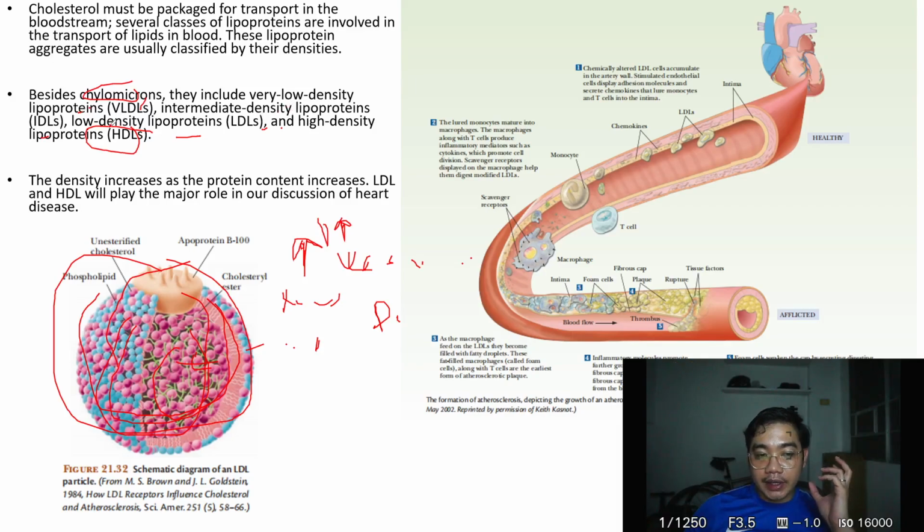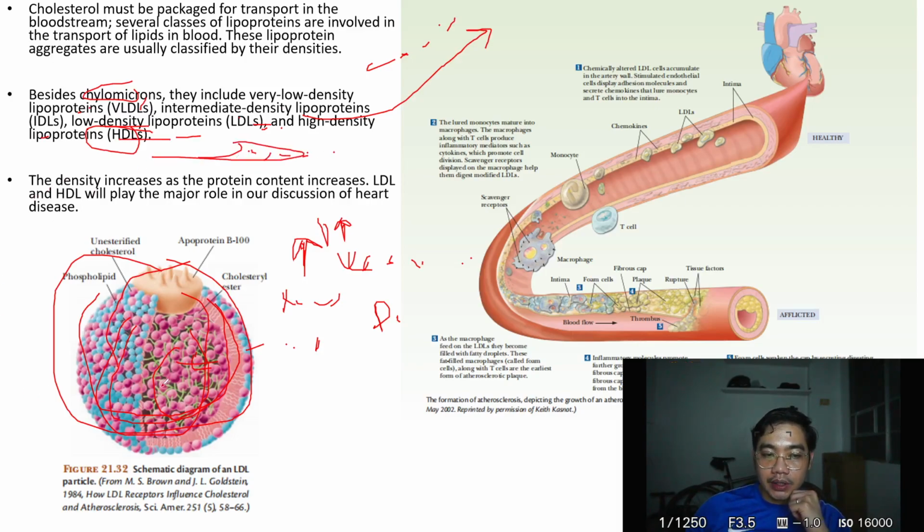Next is your VLDL and your LDL. LDL is what you call your bad cholesterol, and HDL is what you call your good cholesterol. Because your LDL is the one that delivers cholesterol to the tissues, and your HDL takes free-flowing cholesterol and brings it back to the liver. That's why it's your good cholesterol. HDL is good because it takes all the cholesterol and brings it home.